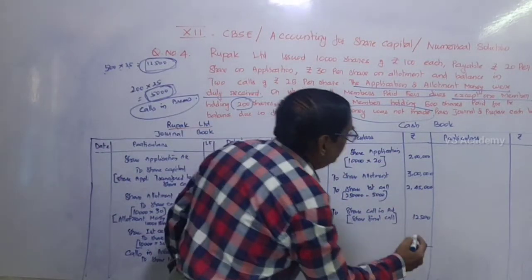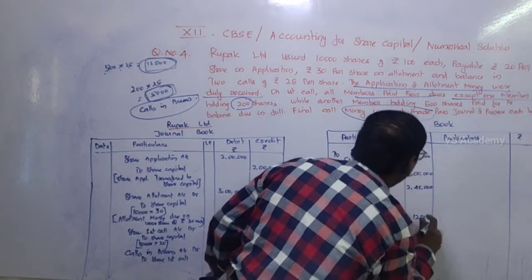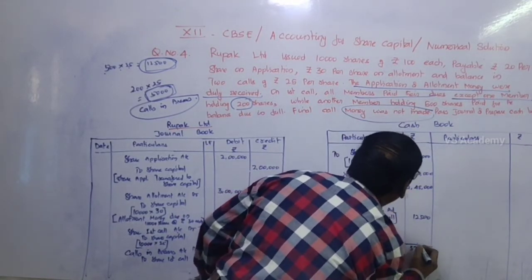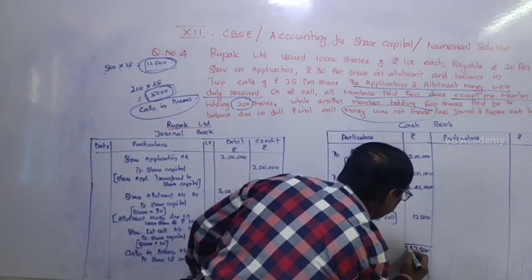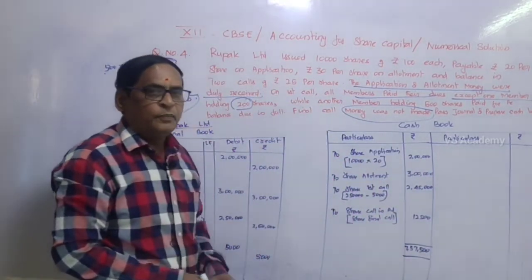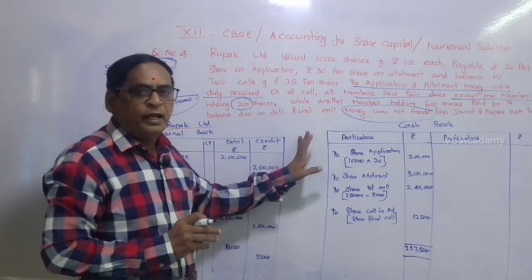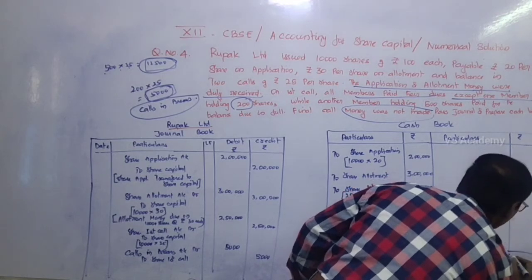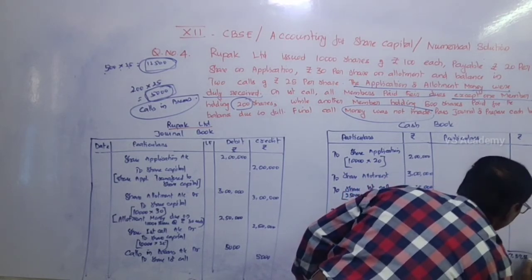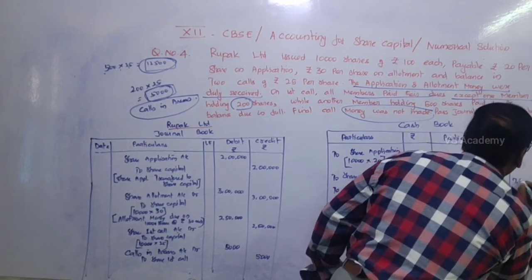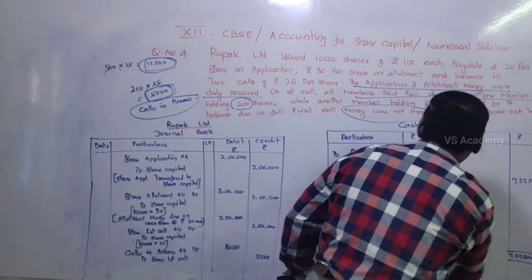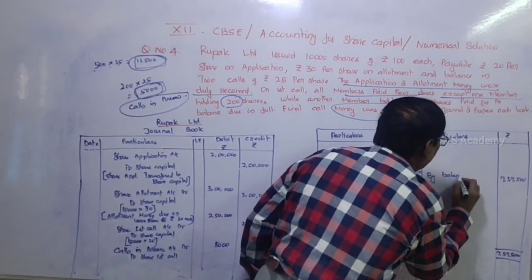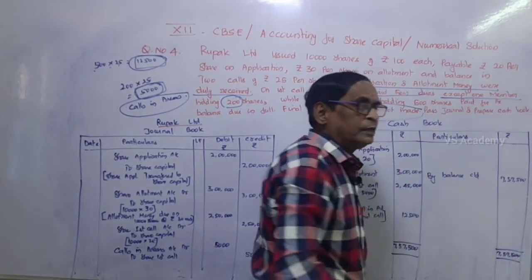So if we total, 7,57,500 rupees we have totally received towards the share capital account. So you have to write like that. You have to transfer 7,57,500. It is a closing balance. So we have to write it like that, by balance carry down. That's all.